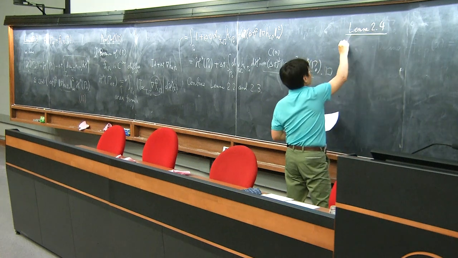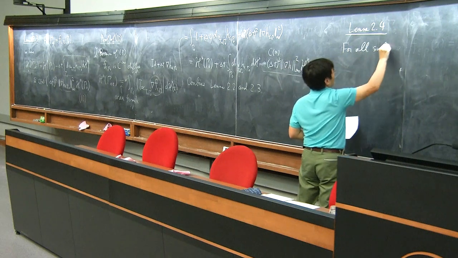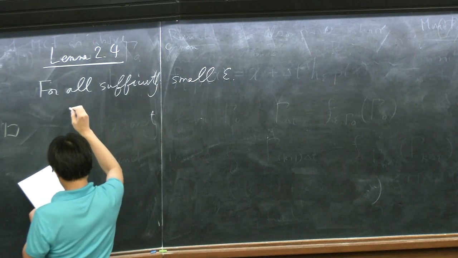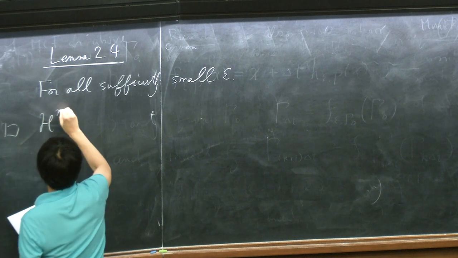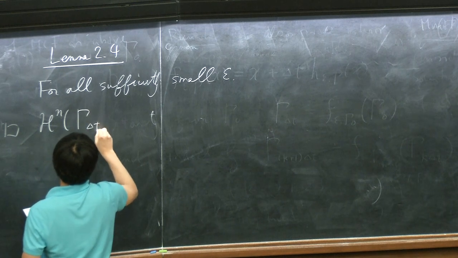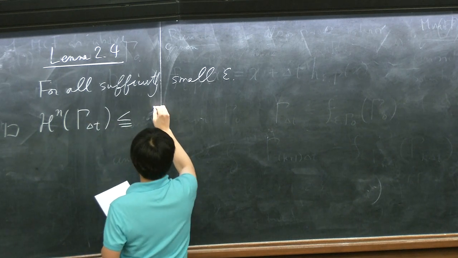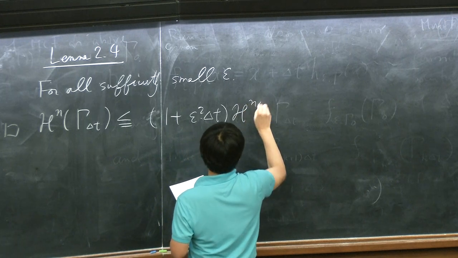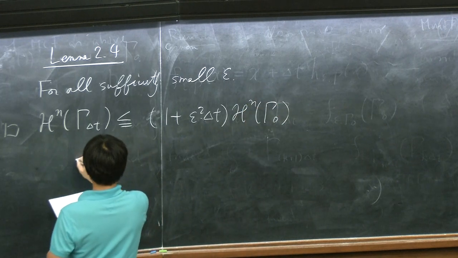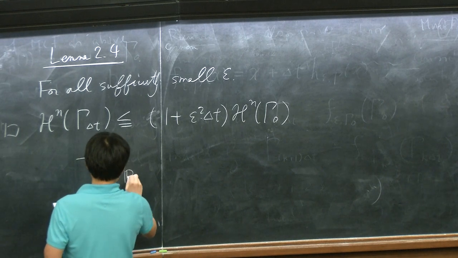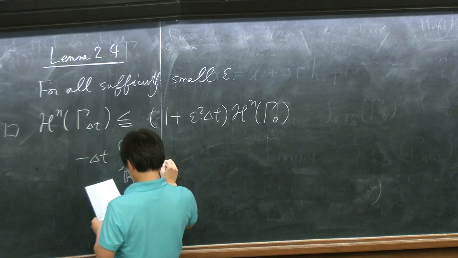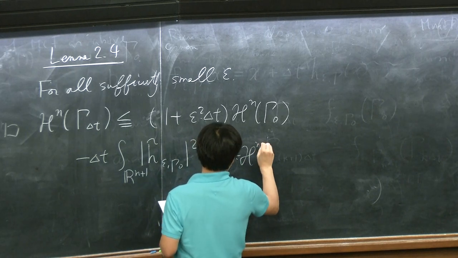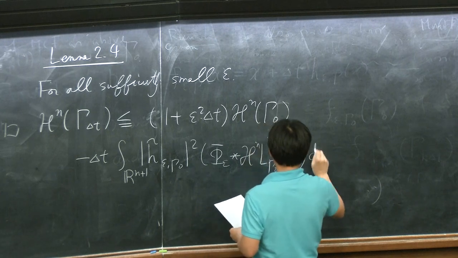For all sufficiently small epsilon, it doesn't have to be so small actually, we have the following estimate of the change. This is less than or equal to 1 plus epsilon square delta t times Hn of gamma 0, minus delta t times Rn plus 1, approximate mean curvature, with the tilde sign, square, of gamma 0 plus epsilon dx.